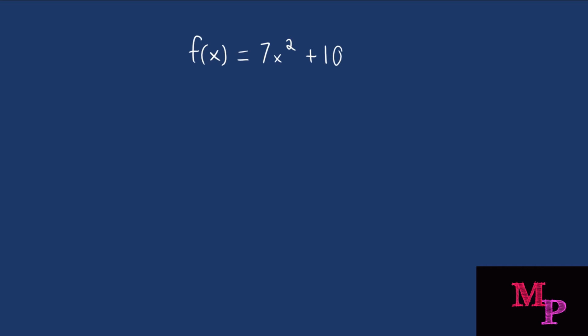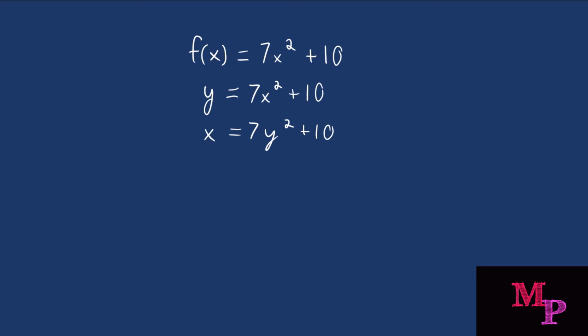So the first step you're going to want to do is transfer your f of x into y just to make it more simple. And now you're going to want to change your y into x and vice versa because we're solving for the inverse function. And now that you made the appropriate transformation, you now want to solve for y.